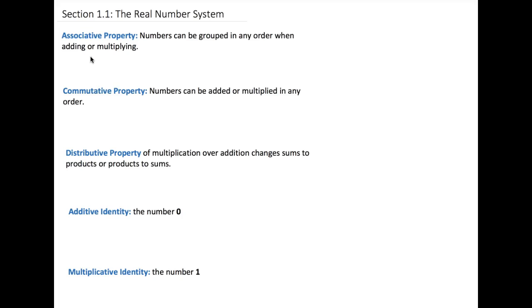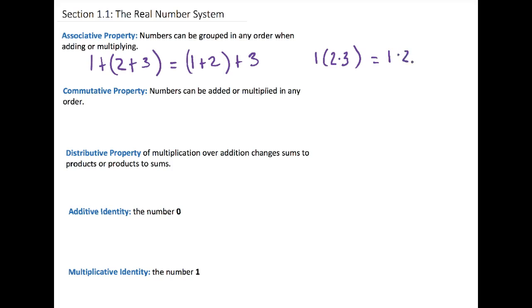In other words, you can say 1 plus (2 plus 3), with the parentheses around the 2 plus 3, and that is going to be the same thing as (1 plus 2) plus 3. So that is true for addition, and it's also true for multiplication. So I could say 1 times (2 times 3), or I could say (1 times 2) times 3, and those are both equal to each other.